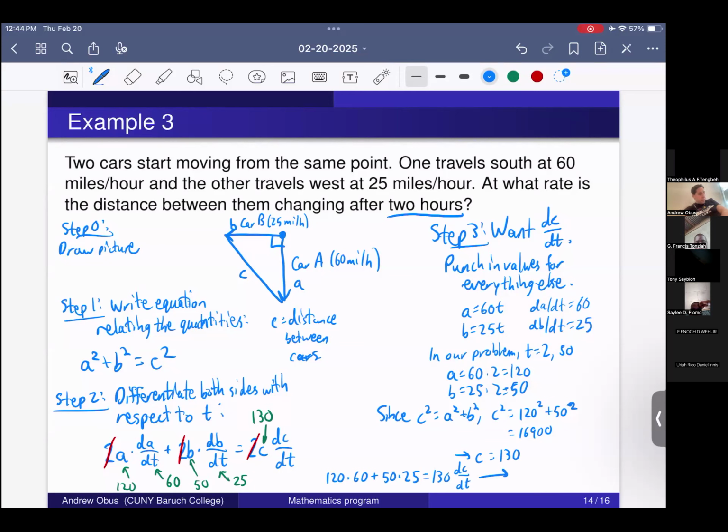And let me just use a calculator to solve this. So what is it? 120 times 60 plus 50 times 25, that's 8450. And if I divide that by 130, that's going to turn out to be 65. So if you end up solving this, you end up getting that dc dt equals 65, which is the rate. And again, it's a rate, so it's going to be miles per hour.